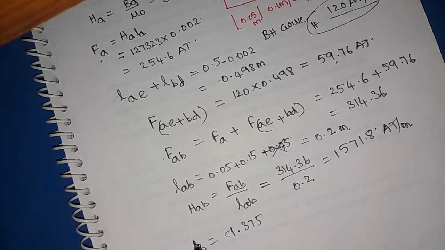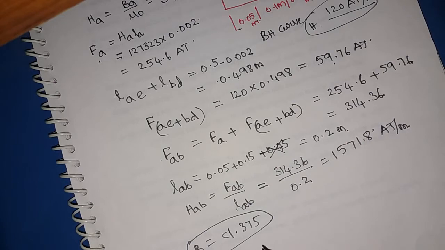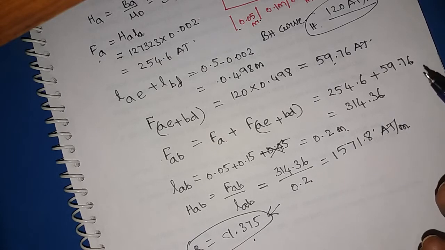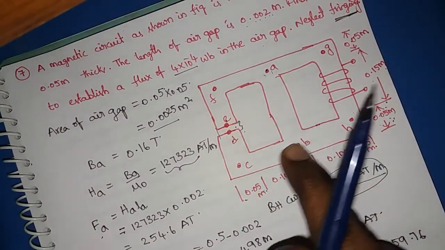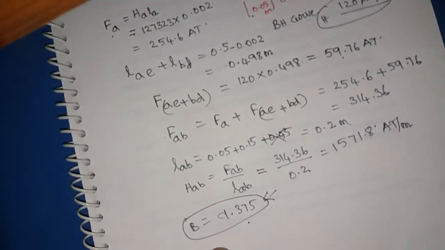B is equal to 1.375 for cast steel. I have taken this from the BH curve. But in the problem he may give this value, or he may give the data of the BH curve, or he may give the value of mu r for this core, so then we can easily find out the value of B.